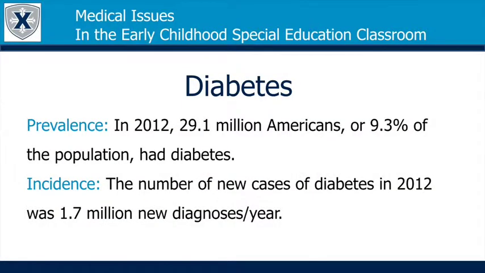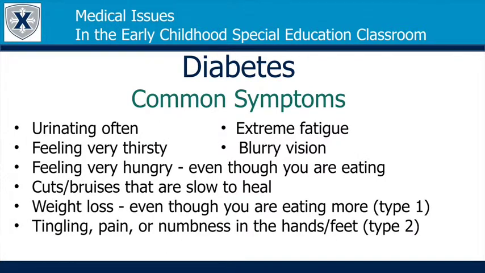So in 2012, it was reported that 29.1 million Americans, or 9.3% of the population, have diabetes. So the incidence, the number of new cases of diabetes in 2012, was 1.7 million. And some common symptoms include, we like to call it the 3 Ps, so increased urination, which is polyuria, increased thirst, polydipsia, and then increased hunger, which is polyphagia. That's what we call it in nursing.